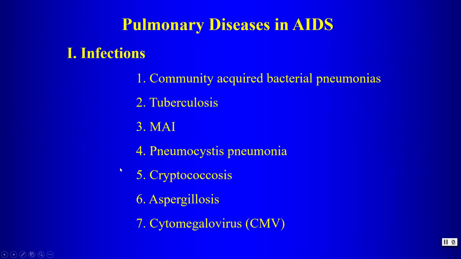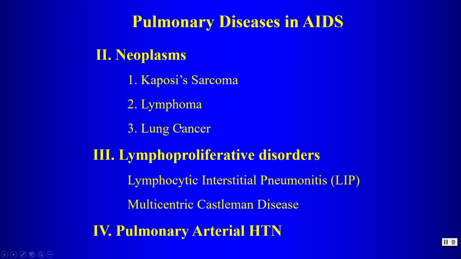Okay, so that concludes our discussion of pulmonary diseases in patients with AIDS. We've covered infections, neoplasms, lymphoproliferative disorders, multilocular thymic cysts, and pulmonary arterial hypertension.